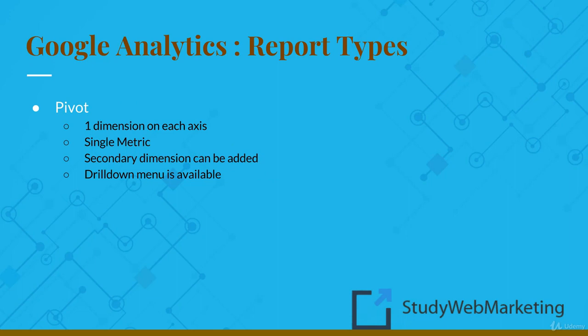The pivot report is probably the most complex as well as the most interesting of all the Google Analytics report types. One dimension you can put on each axis. You can also add a secondary dimension if you want. A single metric by default, but you can also add another metric, and a drill down menu for this is also available. Usually pivoting is done in Excel or Google Sheets or some kind of spreadsheet where you download the data from Google Analytics and pivot it based on two or more dimensions. But if you want to save yourself the trouble of downloading and using a spreadsheet program, you can use this report and do pivoting in the interface itself.